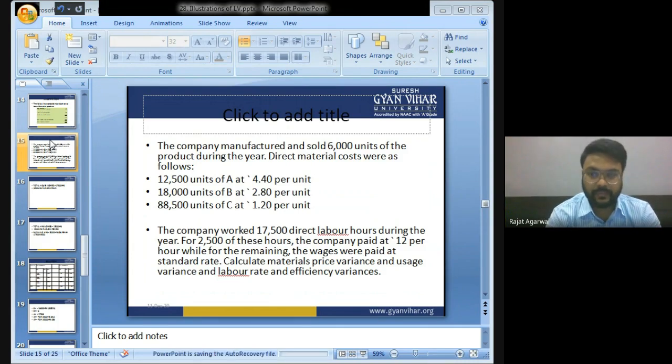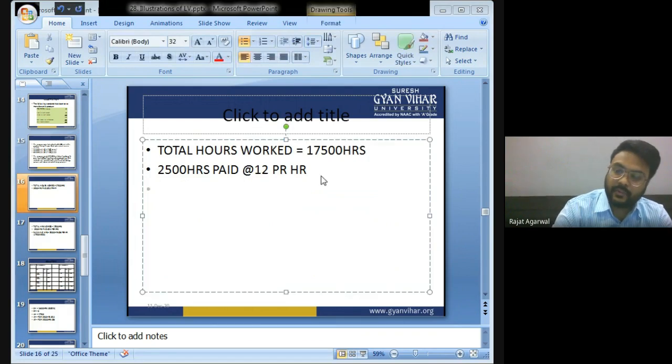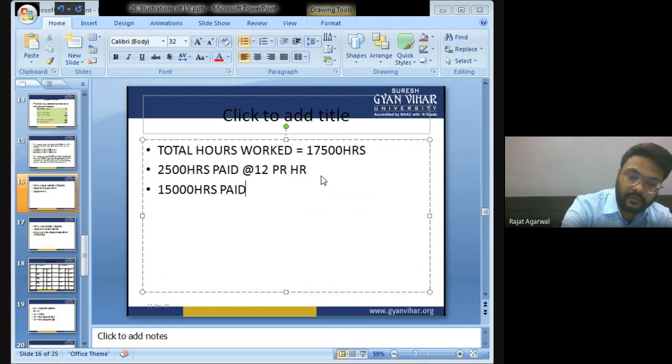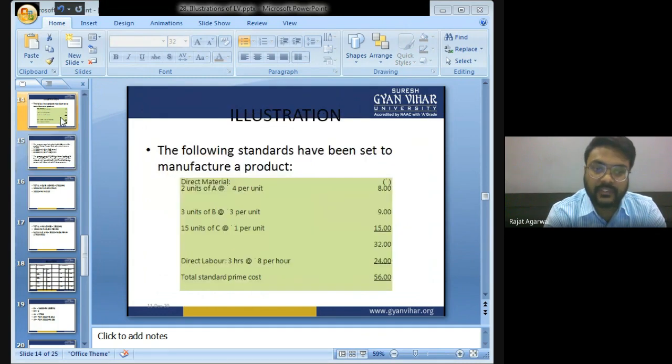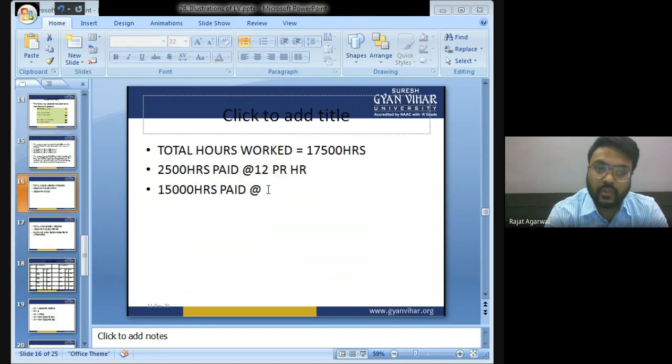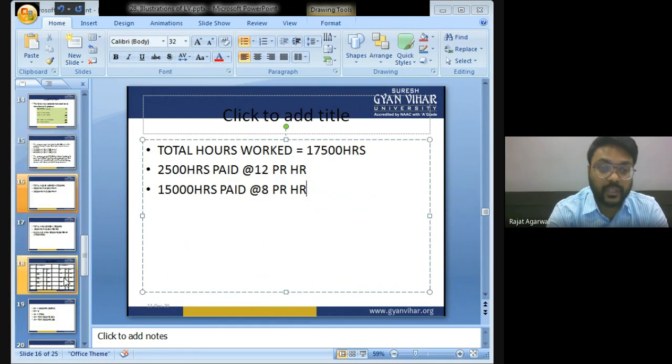And remaining is 15,000. 15,000 hours were paid at the rate of standard hour. Standard hours is 8 per hour. So 15,000 hours were paid at the rate 8 per hour. Now let us do the calculation part.